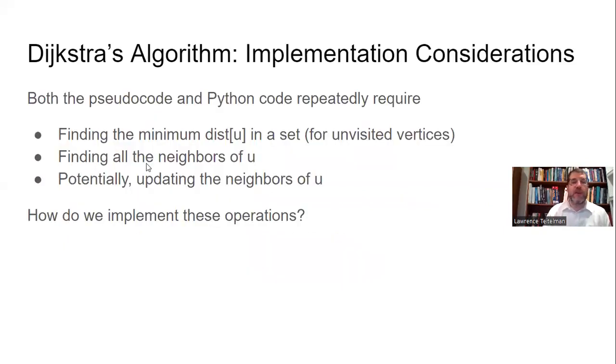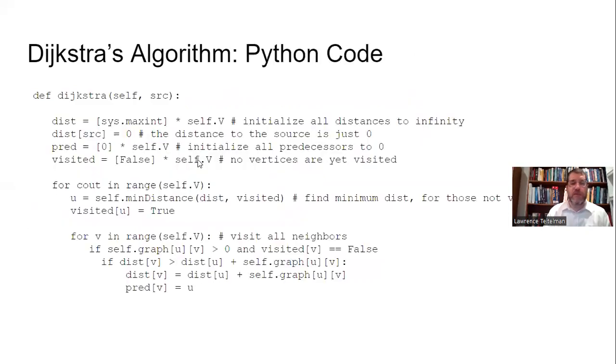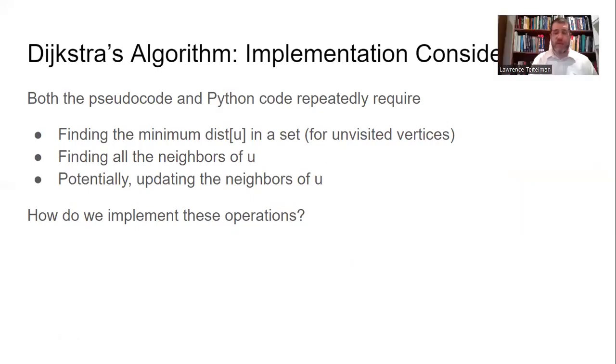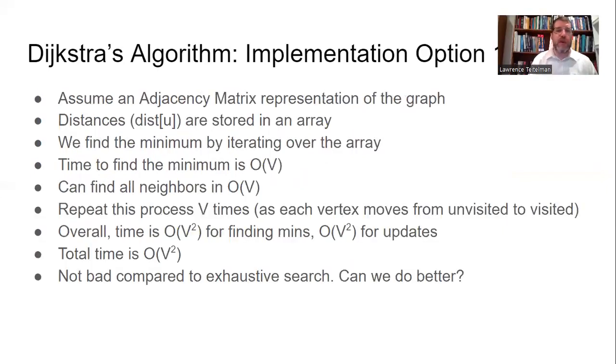Another thing we need to do is update the neighbors, find the neighbors and update them. So that's what's going on here, right? Look at all the neighbors and update them. So that's another piece of this. How do we do these? And the answer is, it depends. There are different choices. We want to pick a choice that works, and not only works, but works well. So we have a few different options here, okay?